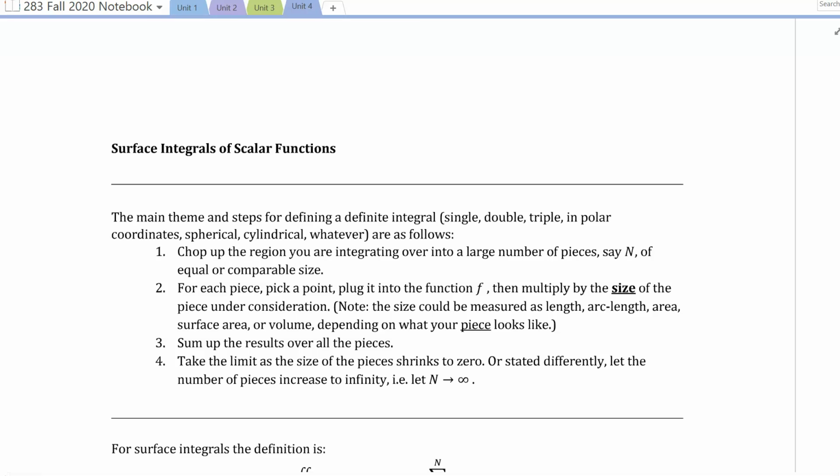Welcome back. In this video we're going to discuss surface integrals of scalar functions, and the main goal of the video is to derive the formula for how we evaluate surface integrals of scalar functions.